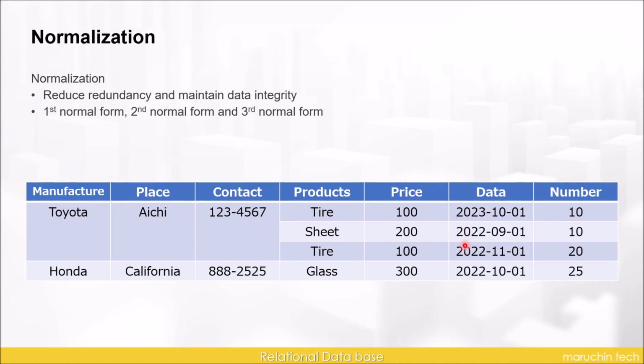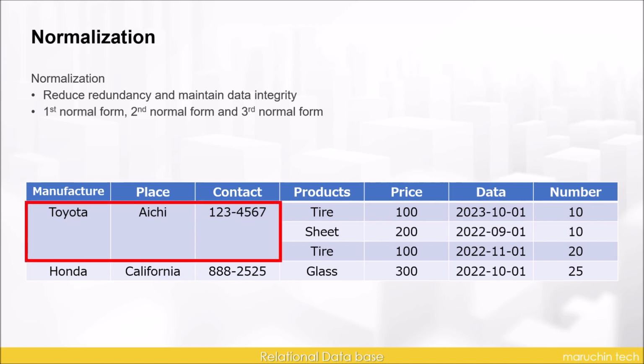And here is a table consisting of the part manufacturer, the place of manufacture, the contact information, and so on. And this table is not normalized, and there are multiple elements in one item. If normalization is not done, it will be difficult to maintain data integrity. It also makes it difficult to add, update, or otherwise process the data in the database system. So I will normalize this table.